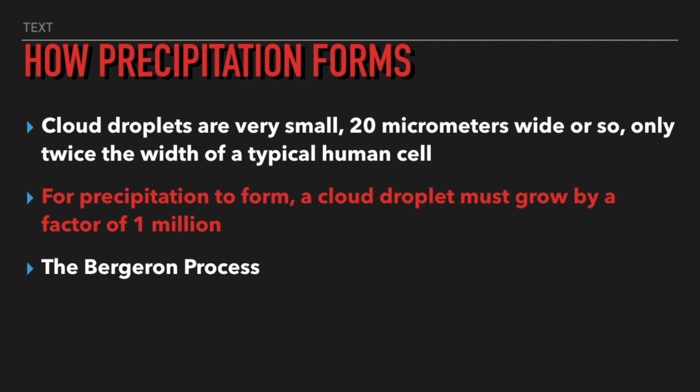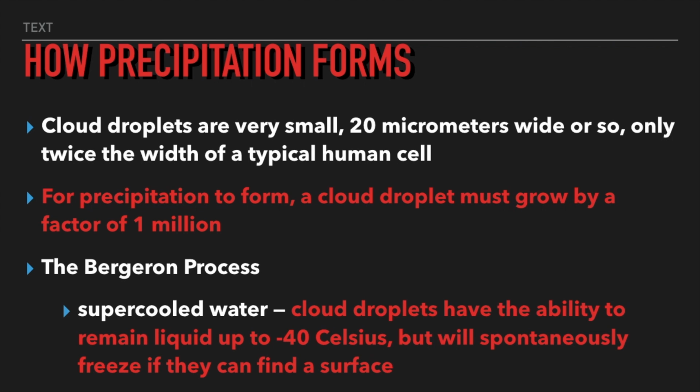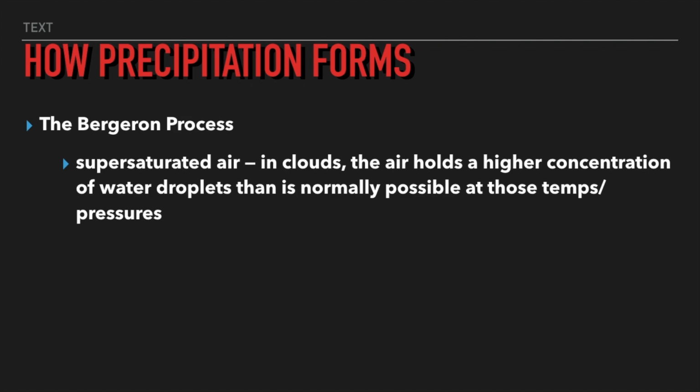And one of the ways we understand how this works is called the Bergeron process, named after one of the scientists who developed how this works. So part of the key to this is that up in the clouds, we have what's called supercooled water, right? So really high up in the atmosphere, it's way below freezing, around minus 40 Celsius. Fun fact, minus 40 Celsius and minus 40 Fahrenheit are the same temperature. So anyways, when they're that cold, they can remain liquid, but as soon as they contact any kind of surface, they will immediately crystallize into microscopic ice crystals, right? And that's the first step in all of this.